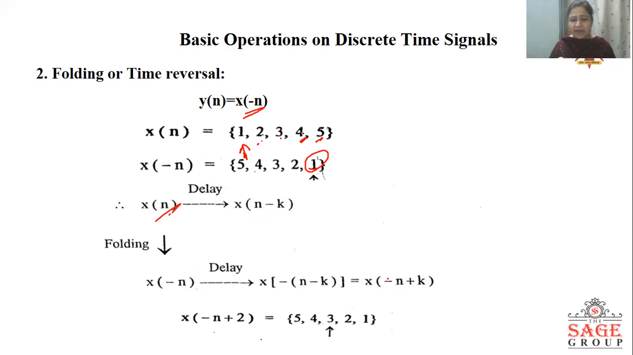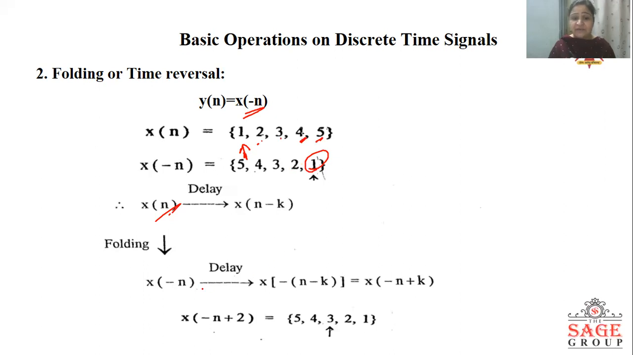That means for x[-n+k], I'll fold the signal, then I will advance it by k samples. Now, this is x[-n+2]. After folding, if I advance it by 2 samples, in that case my sequence will be shifted by 2 units towards the right. Remember that in a normal sequence x[n], when we advance the sequence by 2 samples, we are shifting the sequence towards the left by 2 samples.